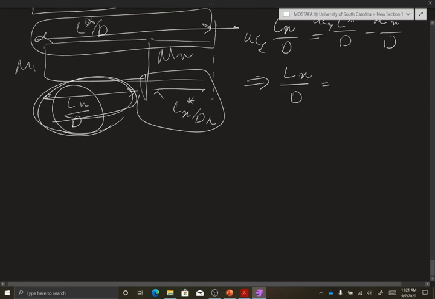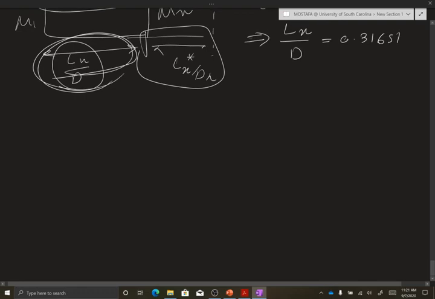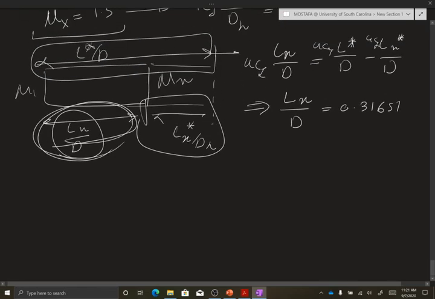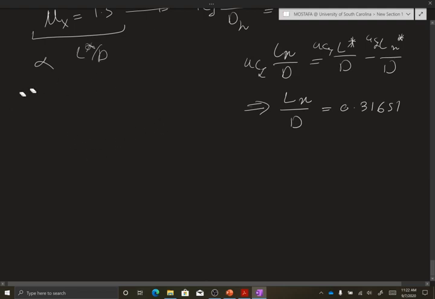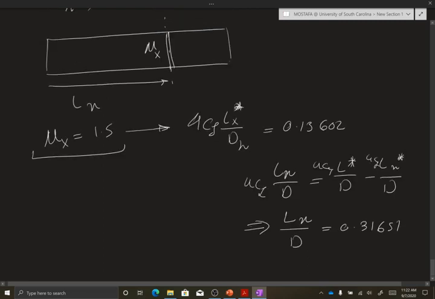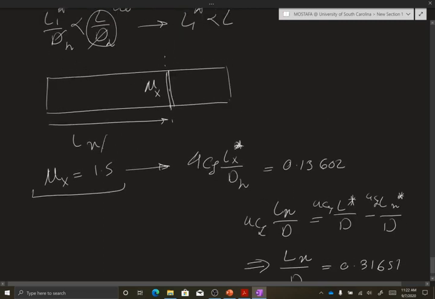So Lx over D is going to be equal to 0.31651. Okay, so this is going to be your Lx over D. What I'm going to do is delete this imaginary table. This is the length ratio before the normal shock, Lx over D. But we have to find Ly over D as well, for the real duct, not the imaginary duct, right?